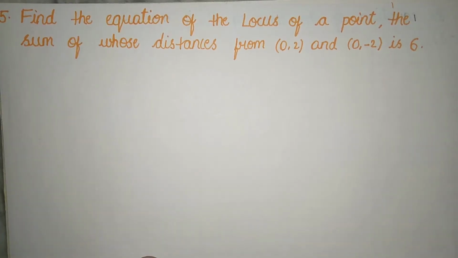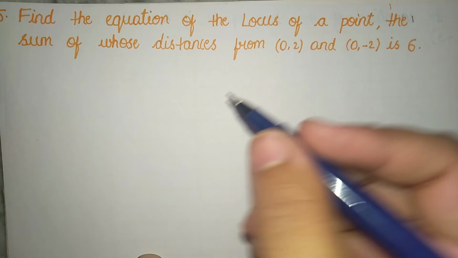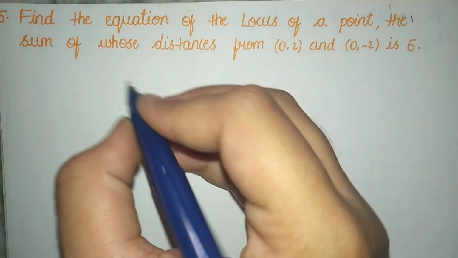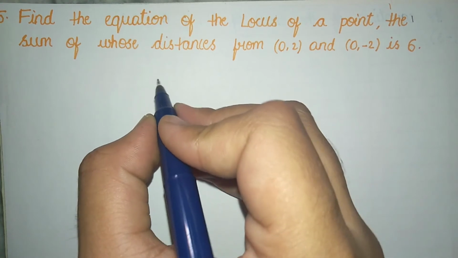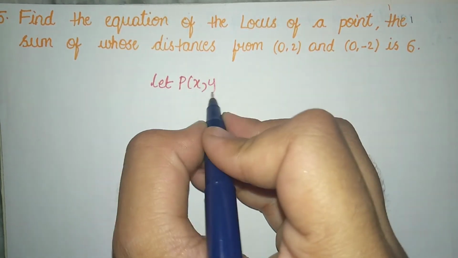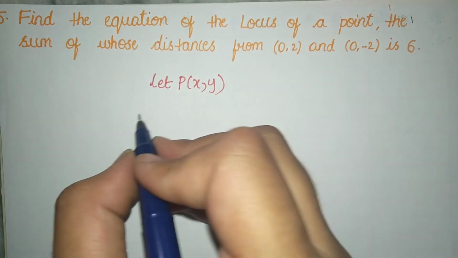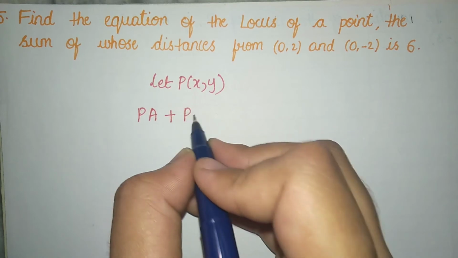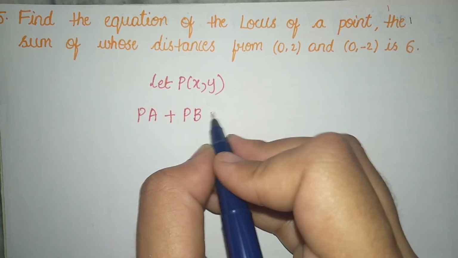Previously we have solved the sum whose difference. But here, the sum of the distances from point P. This is the same problem, and a similar procedure we will be following. Let P(x, y) be any point on the locus. So the distance PA plus the distance PB is equal to 6.